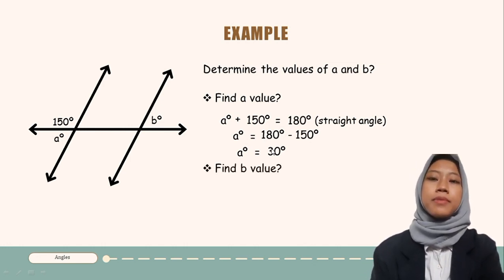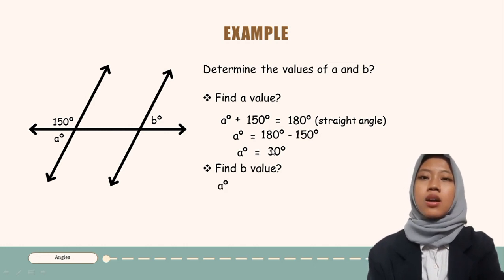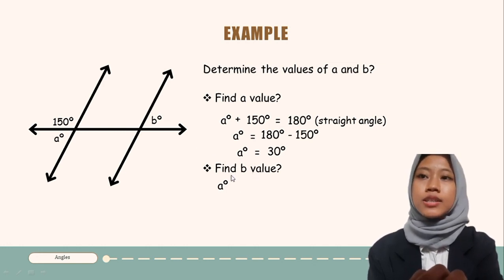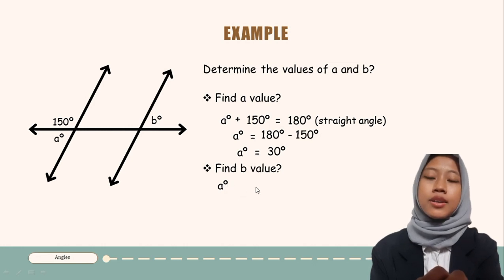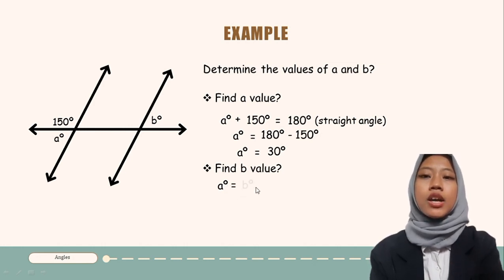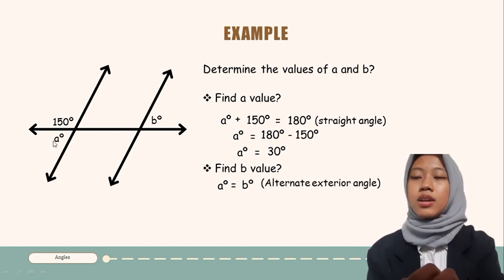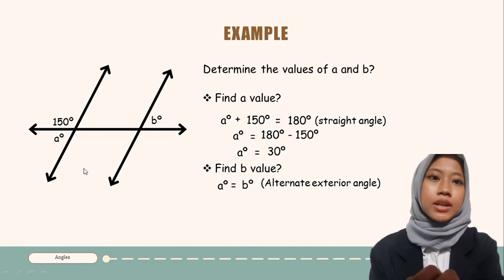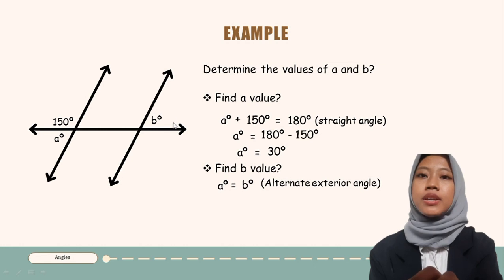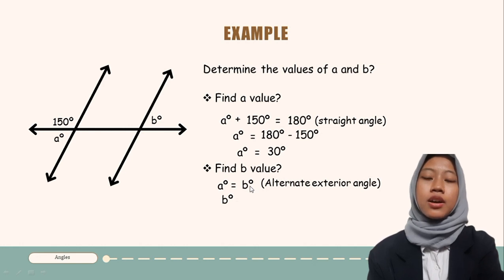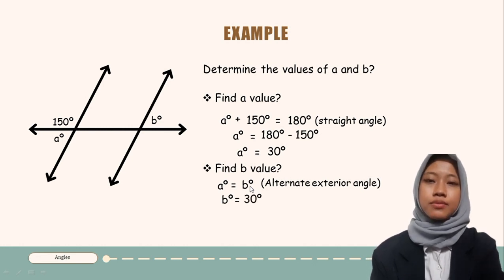So now we find the B value. B is an alternate exterior angle. So the B value is the same as the A degree, and A degree equals B degree because they are alternate exterior angles. From the topic before, A degree and B degree are alternate exterior angles. So the B degree value is 30 degrees.